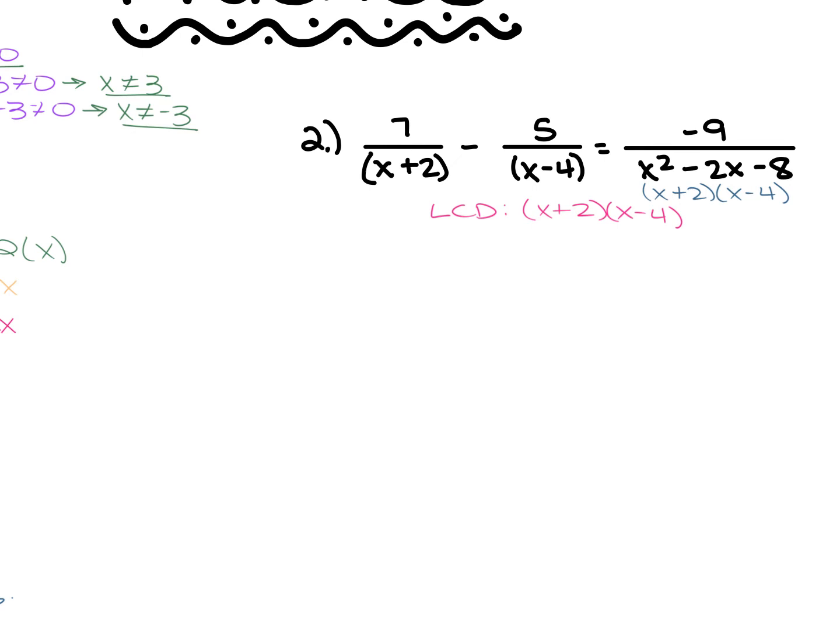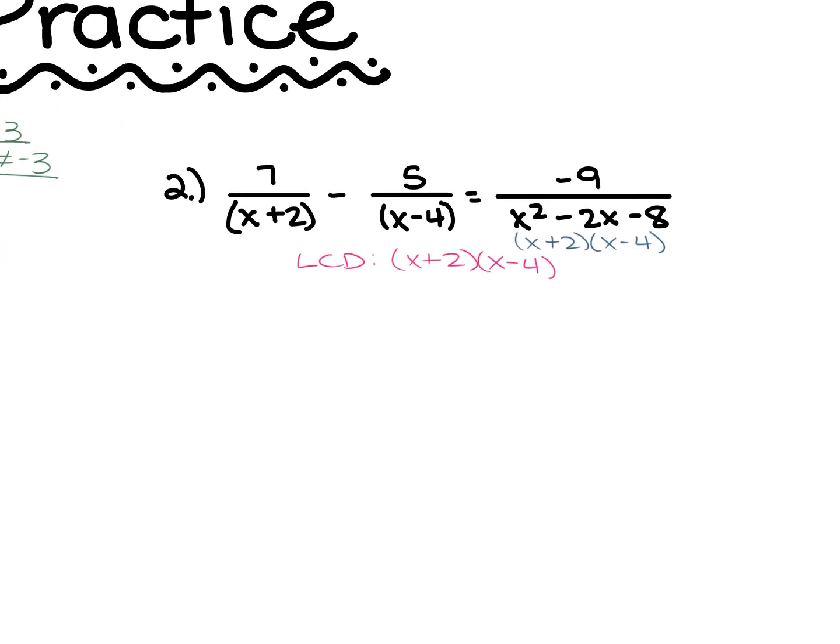So before we do that, I want to see what x can't equal. From our least common denominator, we have x plus 2, that can't equal 0, and x minus 4, that can't equal 0. If you move your 2 over, if you move your 4 over, you're going to have that x can't equal negative 2, and x can't equal positive 4. So just keep those in mind when you solve this.